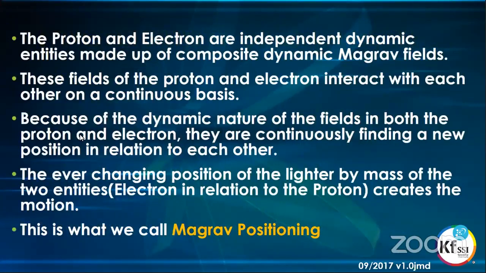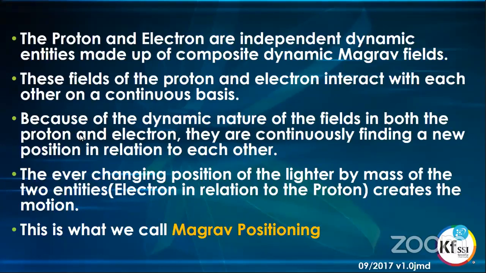Your proton and electron are independent dynamic entities made up of composite dynamic fields. So each one is independent, made up of different fields, but your proton and electron would be consisting of the same field. So what's in your proton is in your electron, but one's bigger and one's smaller, and so they have that interaction. They interact with each other on a continuous basis. So everything is constantly moving, trying to find that position between the two.